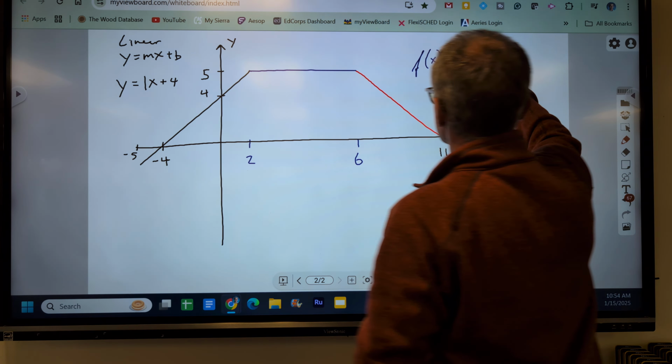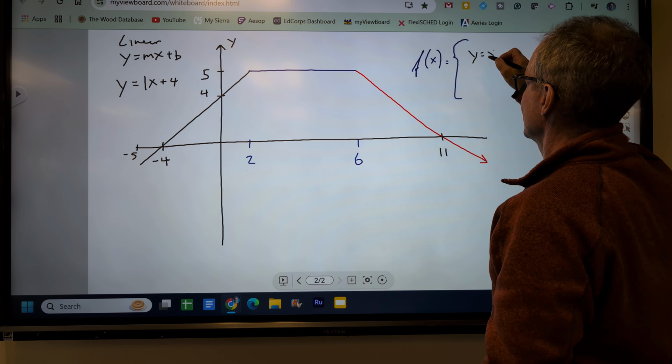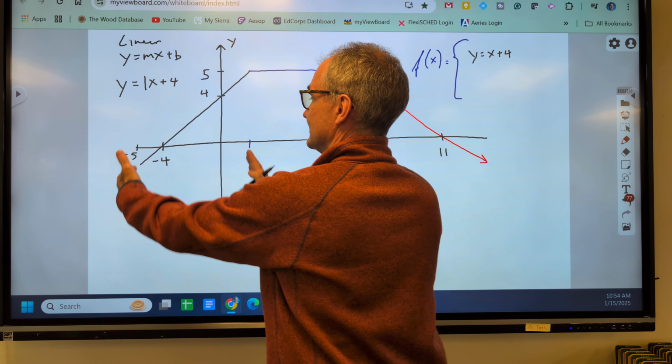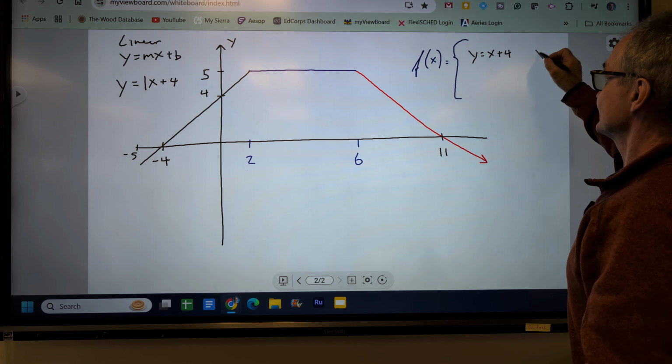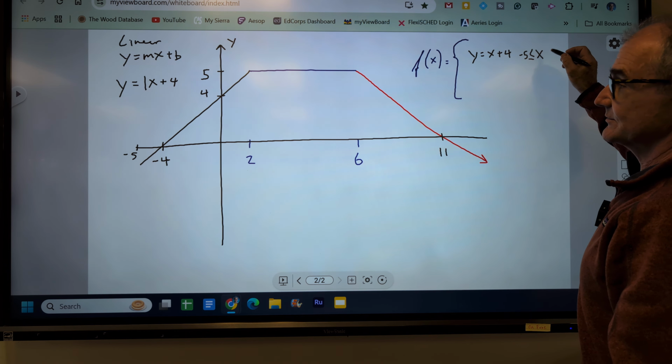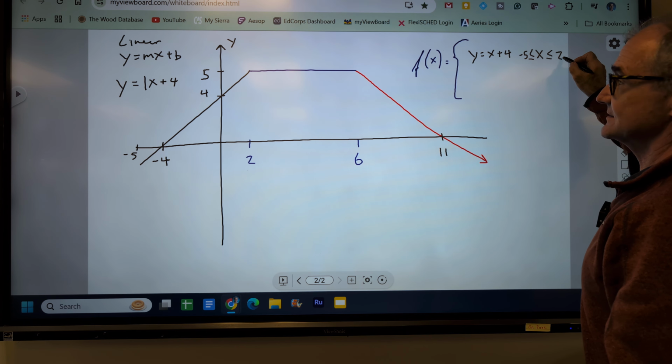But I don't want the whole line. I have y equals x plus 4. I only want portions from here to here. So I only want values of x greater than or equal to -5 but less than or equal to 2.